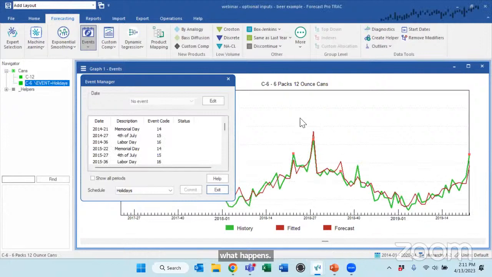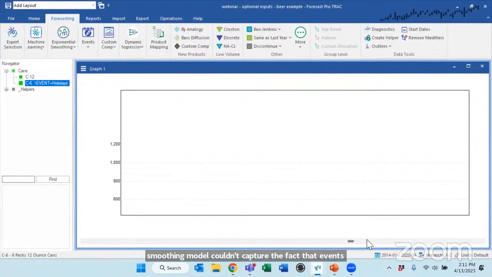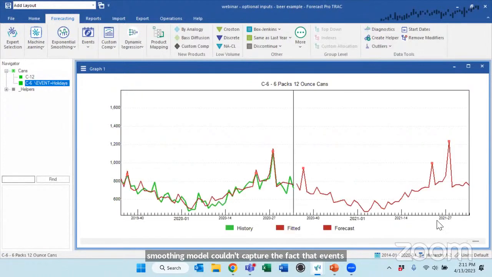You see how now we're not missing the timing, which we were before. What's happening, again, is that the single input exponential smoothing model couldn't capture the fact that events were moving around the calendar. And worse yet, in the future, I know where those holidays are going to occur, and the forecast may or may not have captured them depending on conditions at the end of the data set. So the event model adds real value here in this particular example.